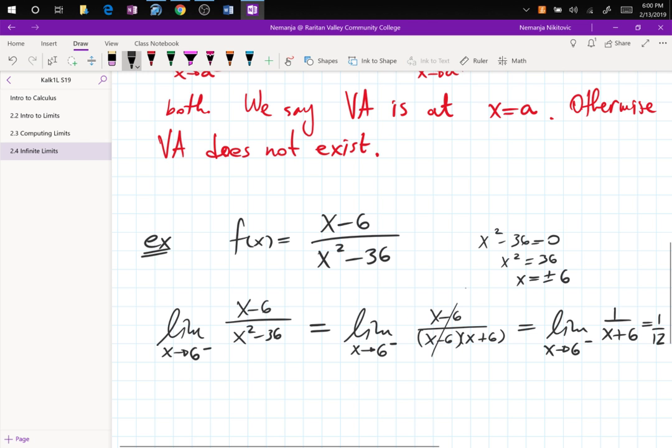Did we get infinity? No, right? We did not get infinity. So do we have asymptote at positive 6? No. Right? Let me write that in blood. No infinity. So no VA at x equals 6.